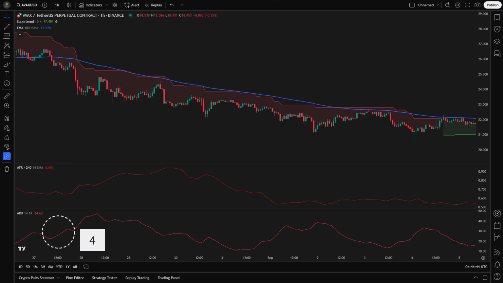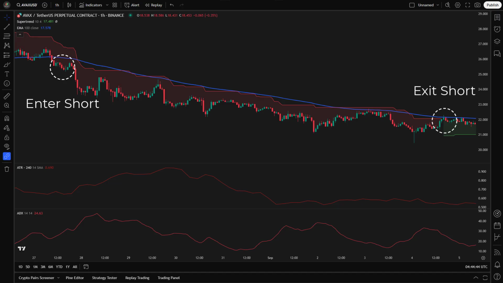And finally, the ADX needs to be above the dynamic ADX threshold, so we know the trend has strength. Once all of these are met, we enter a short trade on the next candle. To exit, we do the same thing. We use the Supertrend line as a trailing stop. If the price closes above the Supertrend, we close the trade.